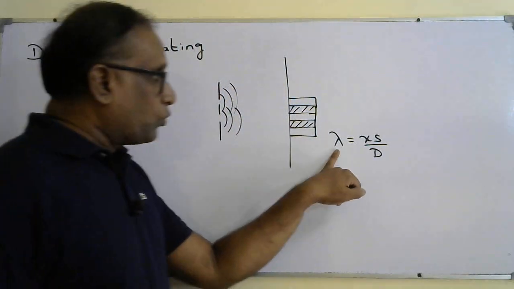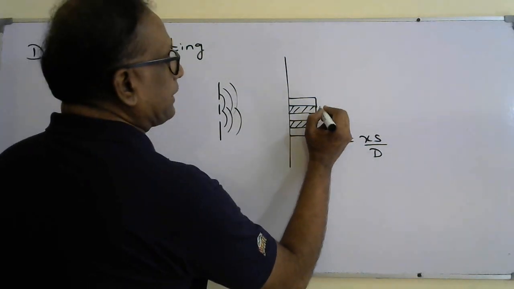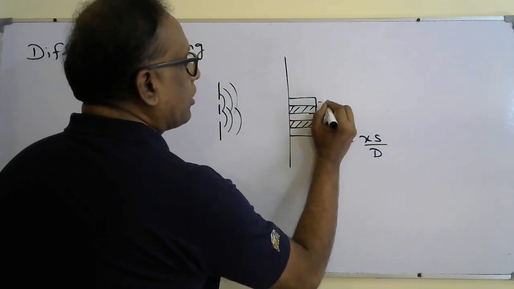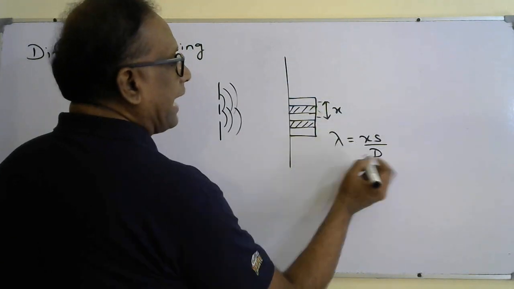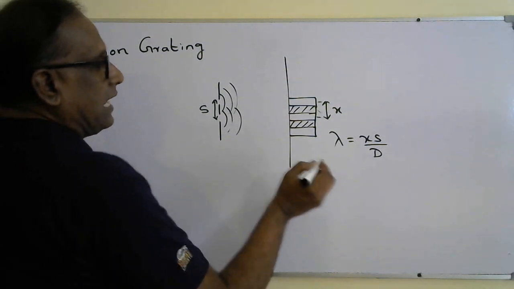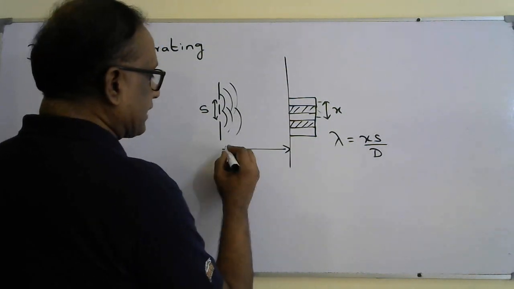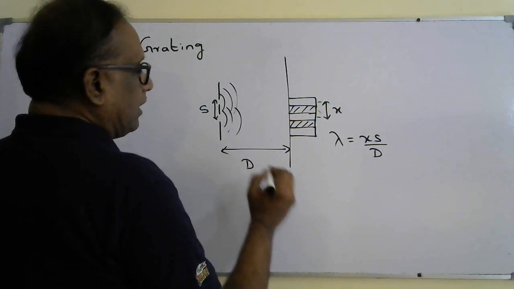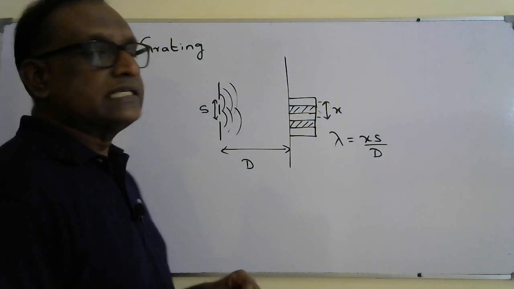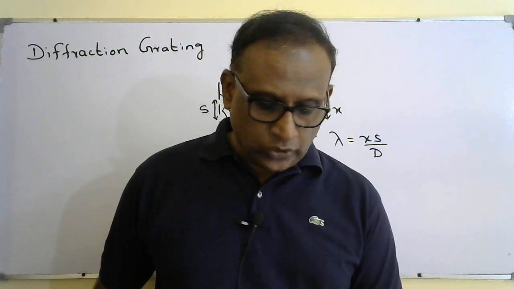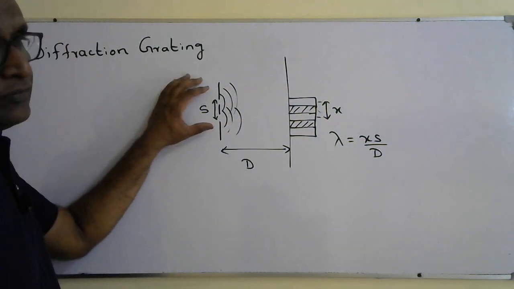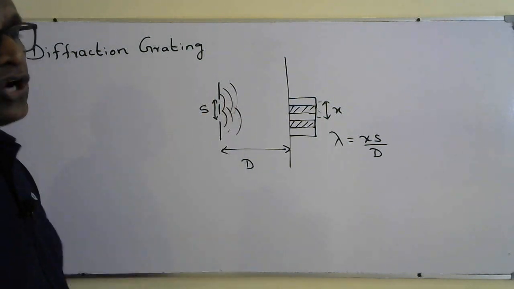Here lambda is the wavelength, x is the fringe separation, the distance between two adjacent bright fringes, s is the distance between the two adjacent slits, and d is the distance between the screen and the double slit. These are related by this equation, but we don't use this in your syllabus, so I don't want to go into detail about that. So this is the double slit, we call it Young slit or double slit.